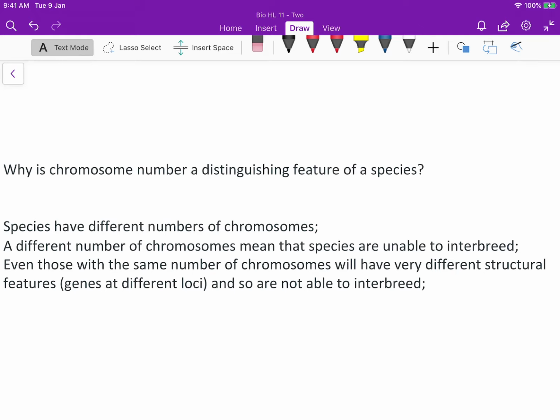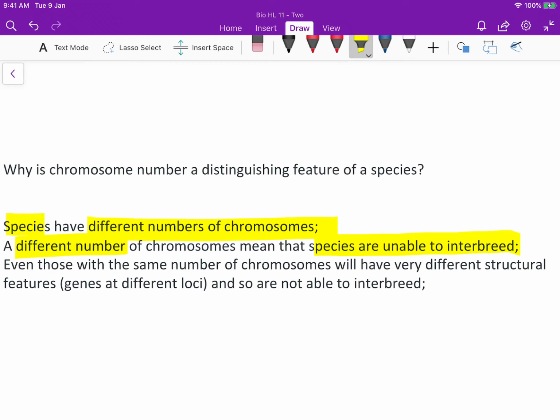Here's our summary. A chromosome number is a distinguishing feature of a species. Species have different numbers of chromosomes, and even if they do have the same number of chromosomes, they would have a different structure to those chromosomes. But a different number certainly means that species are unable to interbreed, even if they are genetically pretty close. That's why chimpanzees and humans are unable to interbreed, even though the difference in chromosome number is only 1 in the haploid cell.